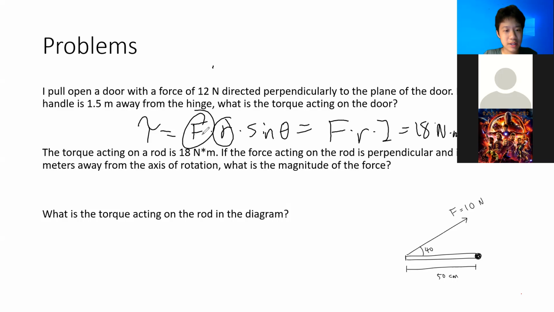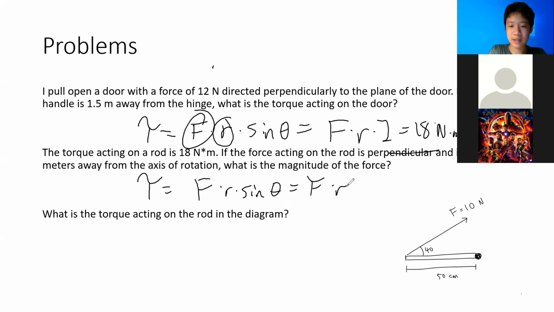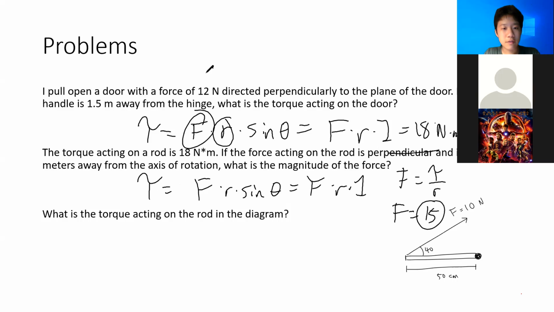Next one, torque acting on a rod is 18 newtons times meters. If the force acting is perpendicular and it acts 1.2 meters away, what's the magnitude of the force? This is this formula again, F times R times the sine of theta. Theta is 90 degrees, once again, because it's perpendicular. Sine of 90 is 1, force times radius times 1, and we'll just get force equals the torque over the radius. So what will that be? We'll get force equals 18 over 1.2, 15. The last one, just direct application of the torque formula again, F times R times the sine of theta.